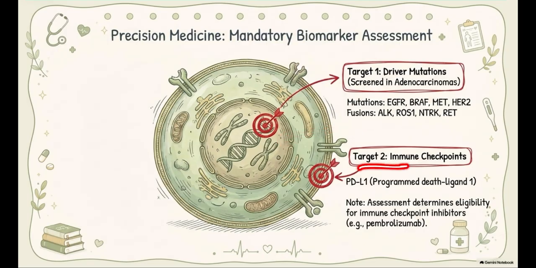Target 2 involves immune checkpoints. Doctors assess a specific protein called PD-L1. By doing this, they determine if a patient can receive immune checkpoint inhibitors. These are breakthrough drugs. They essentially take the brakes off the patient's own immune system. This allows the body to attack the cancer directly.